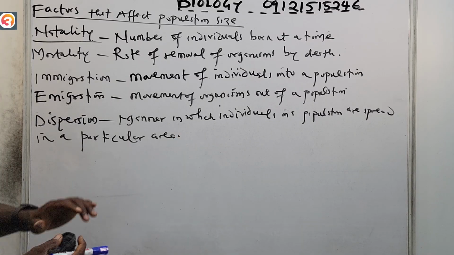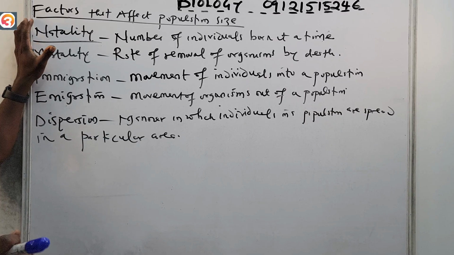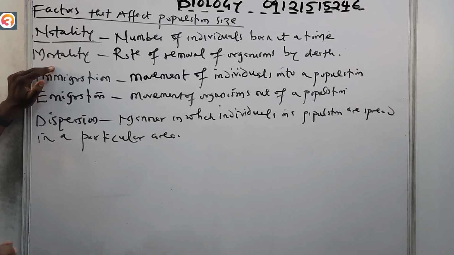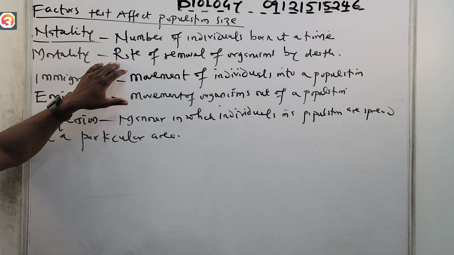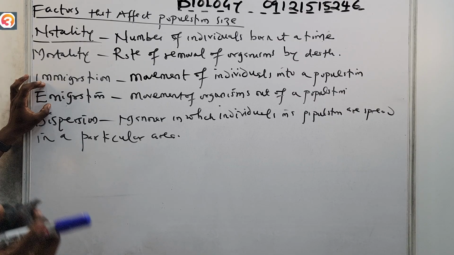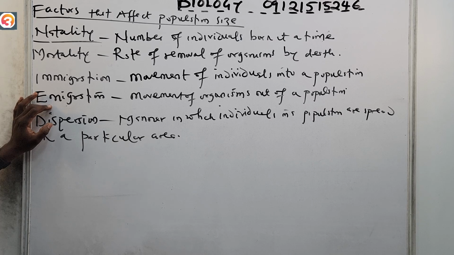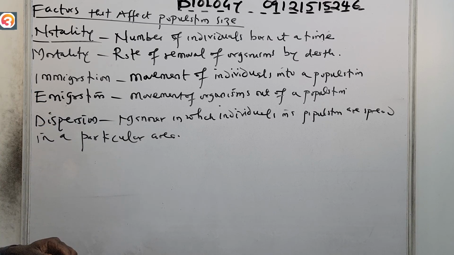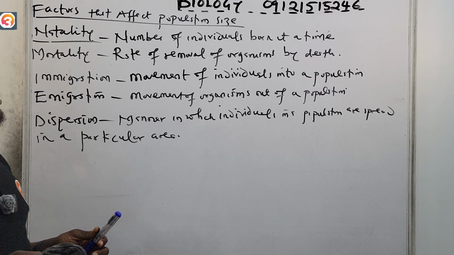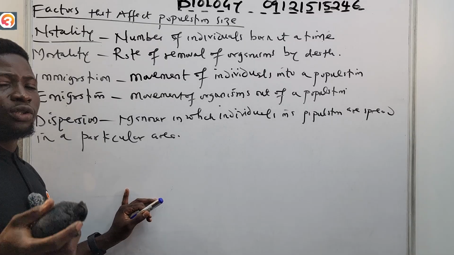So these are the factors that affect population size. It could be natality, the number of individuals that are born at the time. It could be mortality, M-O-R-T-A-L-I-T-Y, the rate of removal of organisms by death. It could be immigration, movement of individuals into a population. It could be emigration, movement of organisms out of a population. It could be dispersion, the manner in which individuals in the population are spread in a particular area.